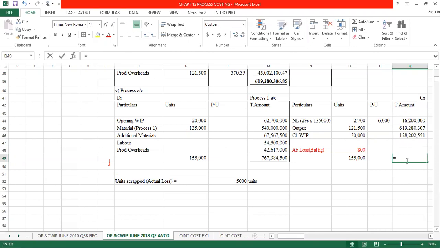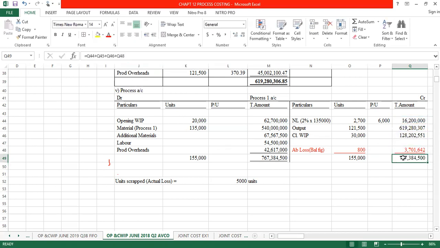How will I put it there? Somebody to help me. How can I pick this value? I'll change it, don't worry. It is Q48.